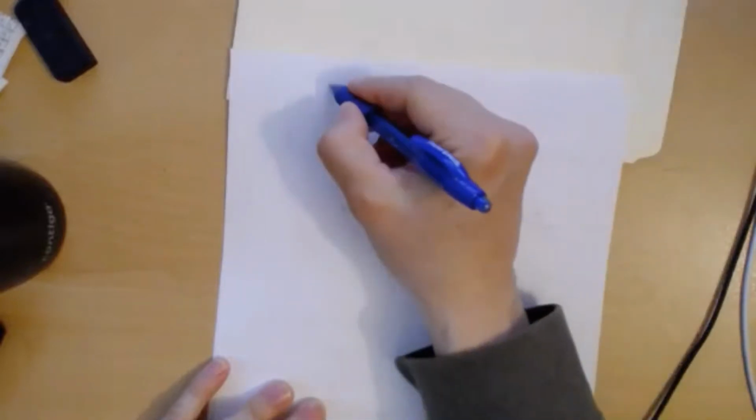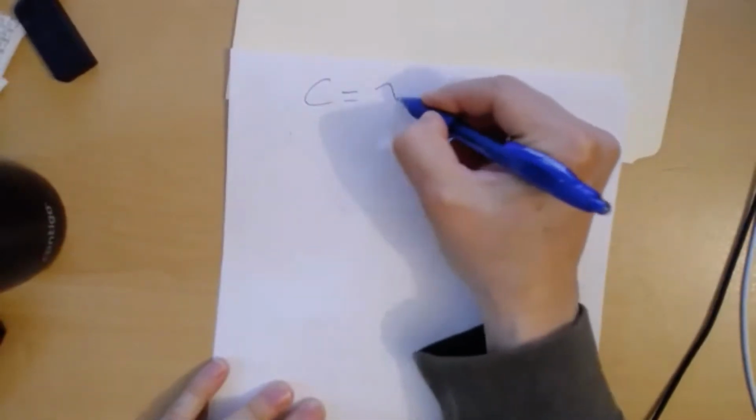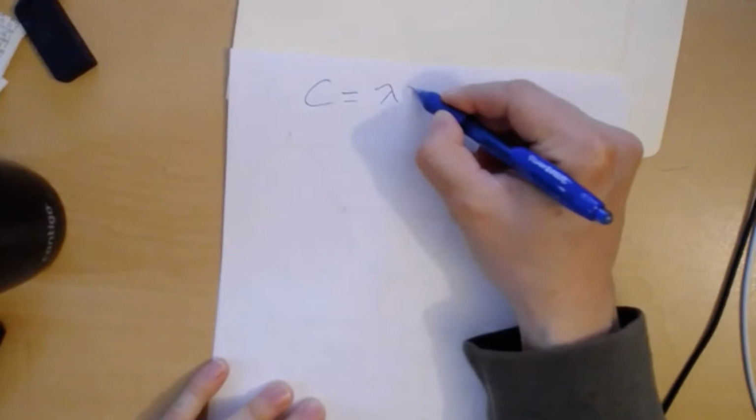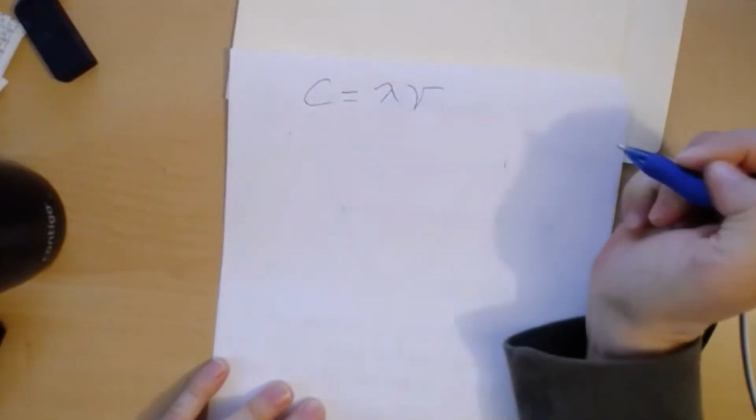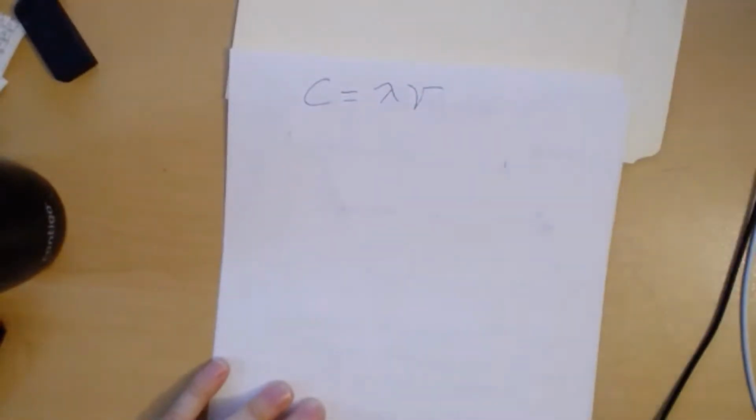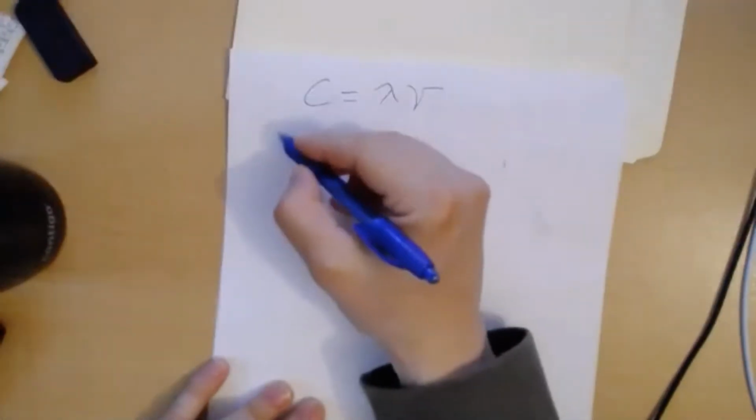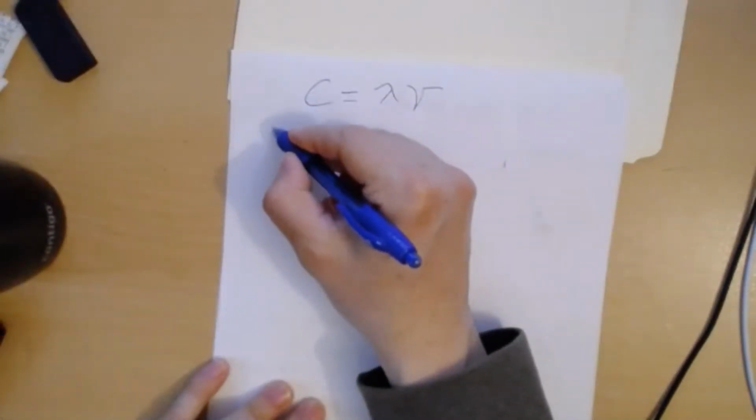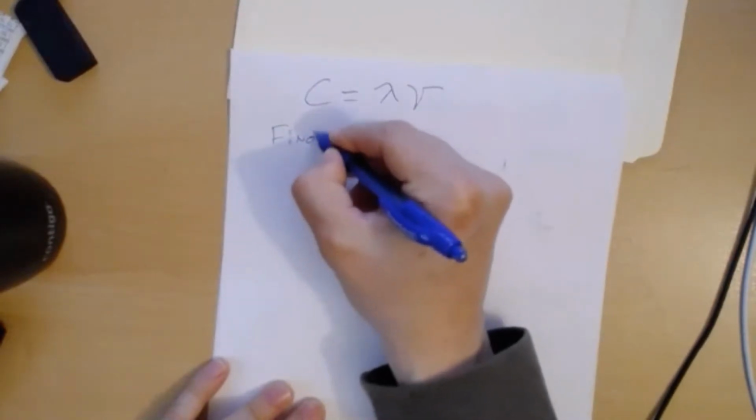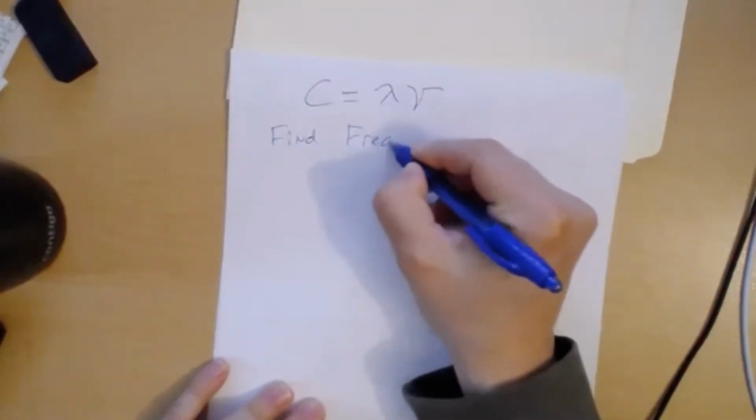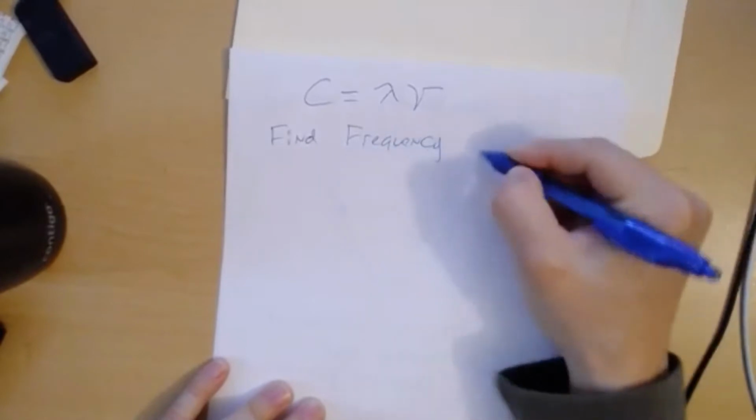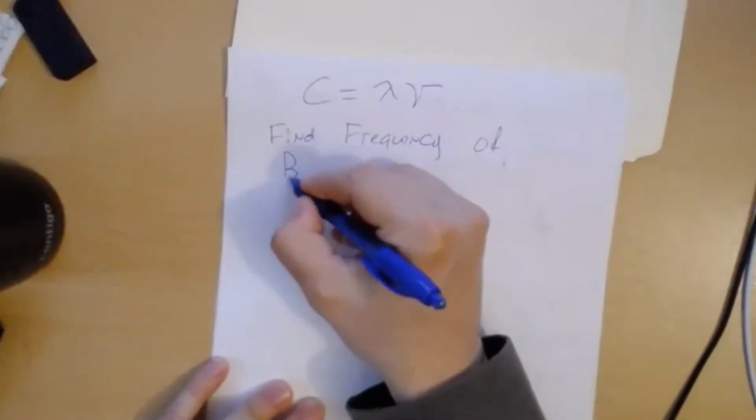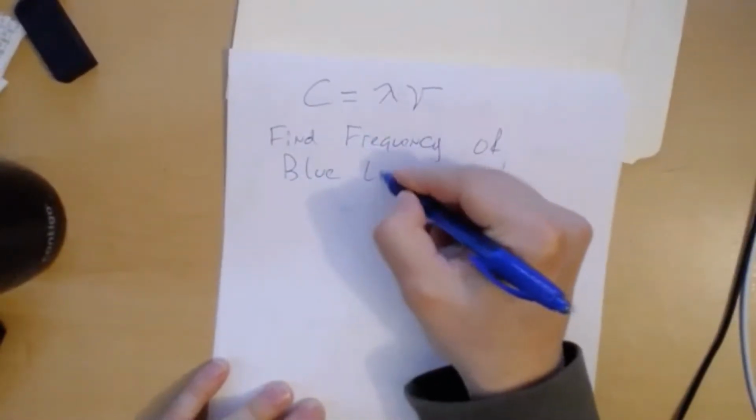So we have this relationship. The speed of light is equal to the wavelength times the frequency. And we can solve for either one. And so let me pose a problem for you. Let's find the frequency of blue light.